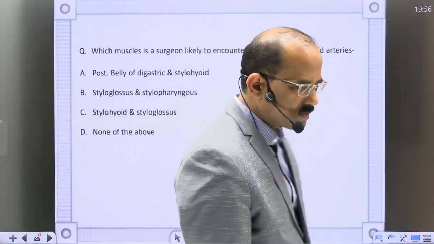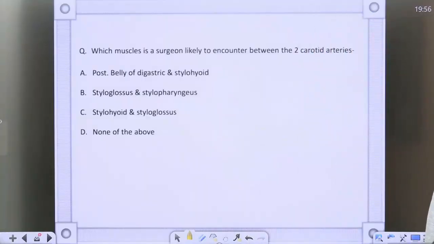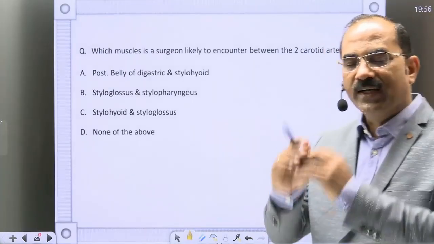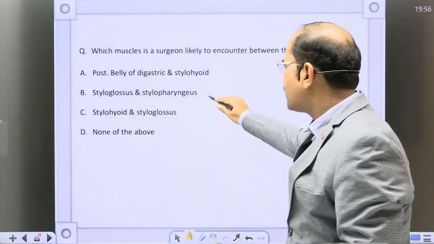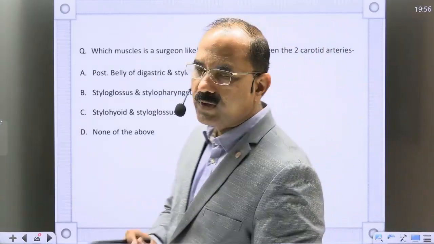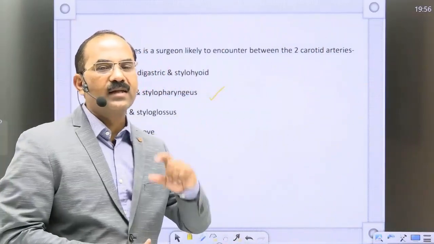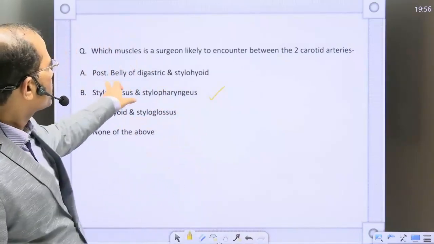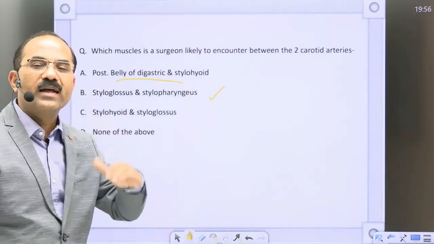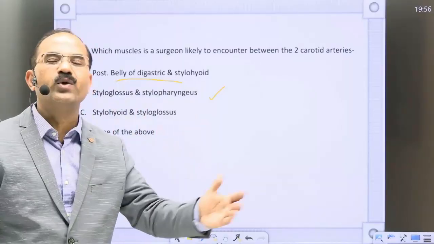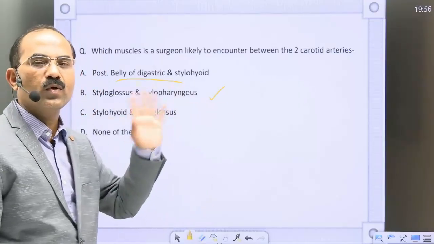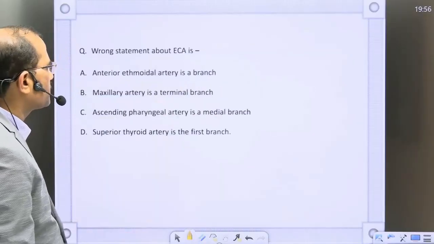Answer this MCQ. Which muscles is the surgeon likely to encounter between the two carotids? So between the external and the internal carotid, we find two muscles. That's the styloglossus and stylopharyngeus. That's a very important MCQ. It's not stylohyoid. Stylohyoid is very superficial. The posterior belly of digastric is superficial to the external carotid also. So the muscles between the two carotids are styloglossus and stylopharyngeus.